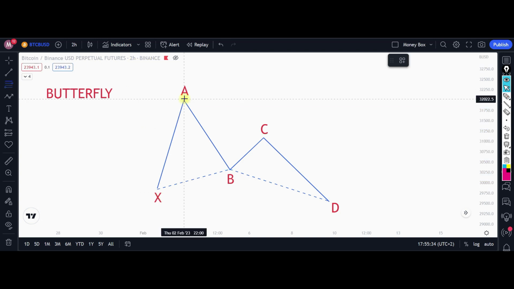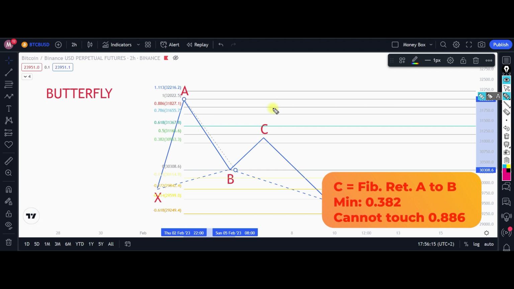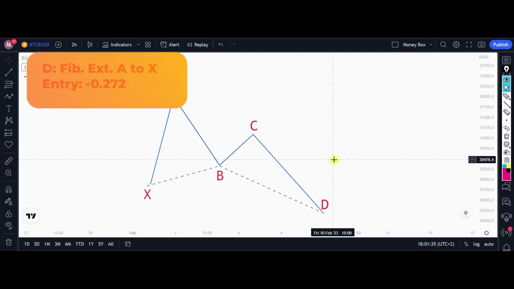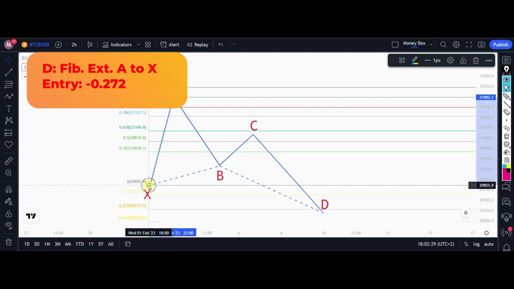For C, we implement the Fibonacci from A to B, and the Fibonacci retracement price reaches a minimum of 0.382. Of course, a bit higher is also possible, but it shouldn't reach or touch the 0.886 level. And finally, the pattern is completed with a move to D and can be calculated with a Fibonacci extension this time. The level for this calculation is 0.272 from X to A. Our entry point is 0.272.